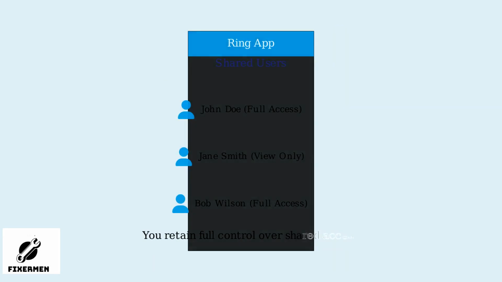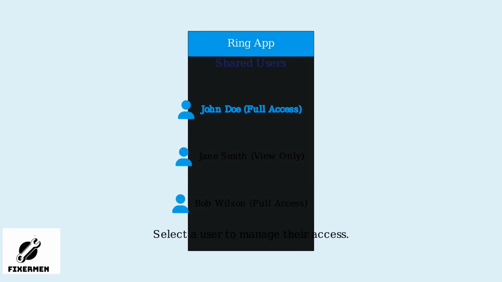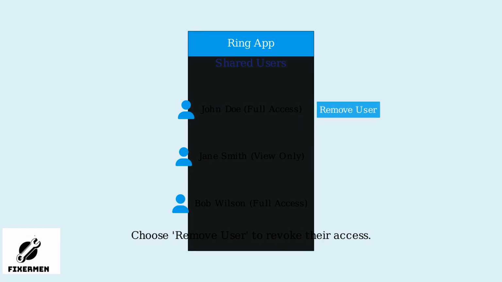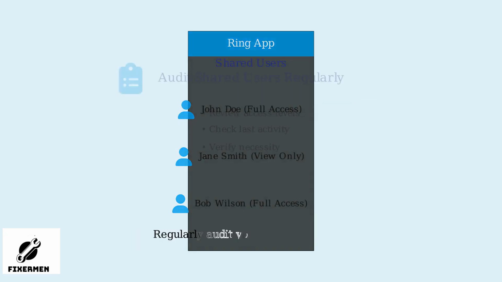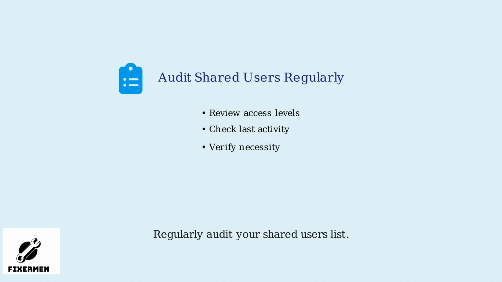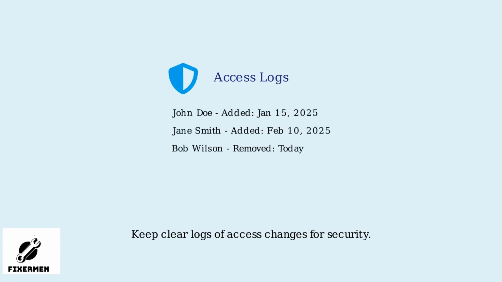You retain full control over who has access to your Ring camera. To revoke access, select the user from the Shared Users list. Simply choose the Remove User option to revoke their access immediately. Regularly audit your shared users to ensure only authorized individuals have access. Keeping a clear log of who has access and when changes were made is crucial for security.